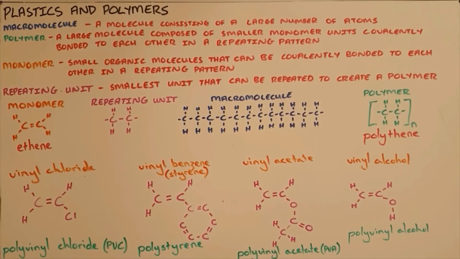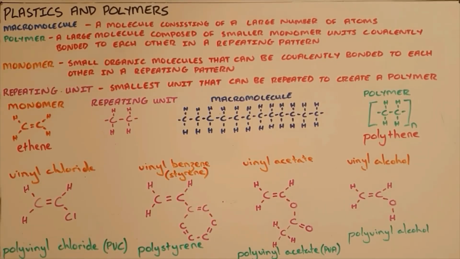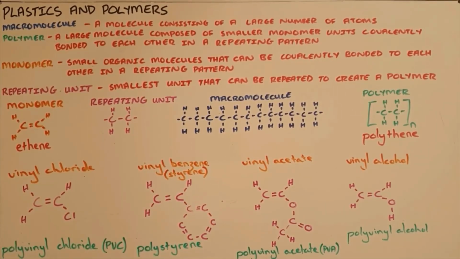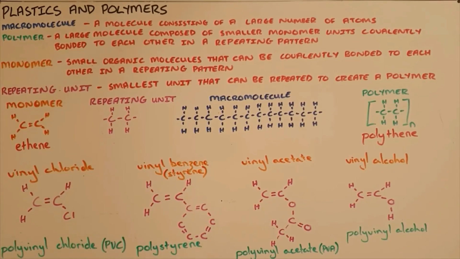Plastics and polymers is a section of organic chemistry that deals largely with macromolecules, which are molecules that consist of a large number of atoms. And specifically a polymer is a large molecule composed of smaller monomer units that are covalently bonded to each other in a repeating pattern, where a monomer is a small organic molecule that can be covalently bonded to another in a repeating pattern, and a repeating unit is the smallest unit that can be repeated to create a polymer.